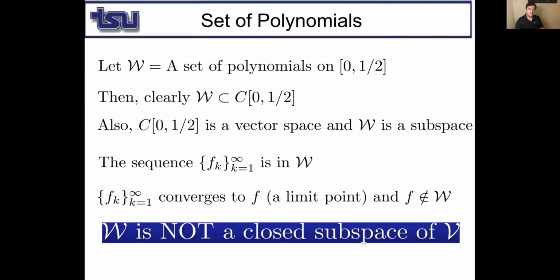We need to pause here a little bit and remember the limit point concept and the closed set concept. Now we have the closed subspace concept here. So what did we show? We had a set of continuous functions, which is a space with respect to a norm. It's important that we define a norm, because convergence is defined with respect to that particular norm. Then we defined W, a set of polynomials, which is a subset of continuous functions, and not only a subset but also a subspace. Then we have a sequence of elements in W that converges to another element which is not in W. So W is not a closed subspace of V, where V in this case is C.